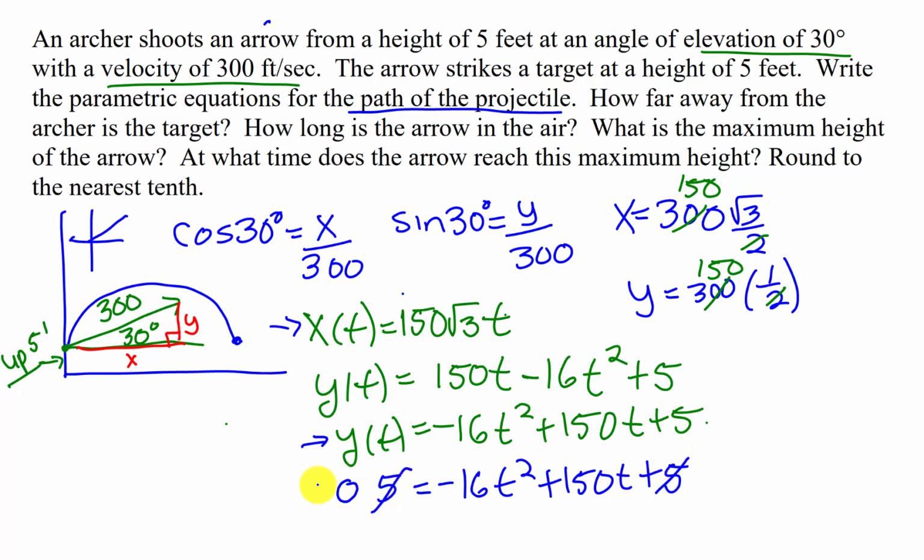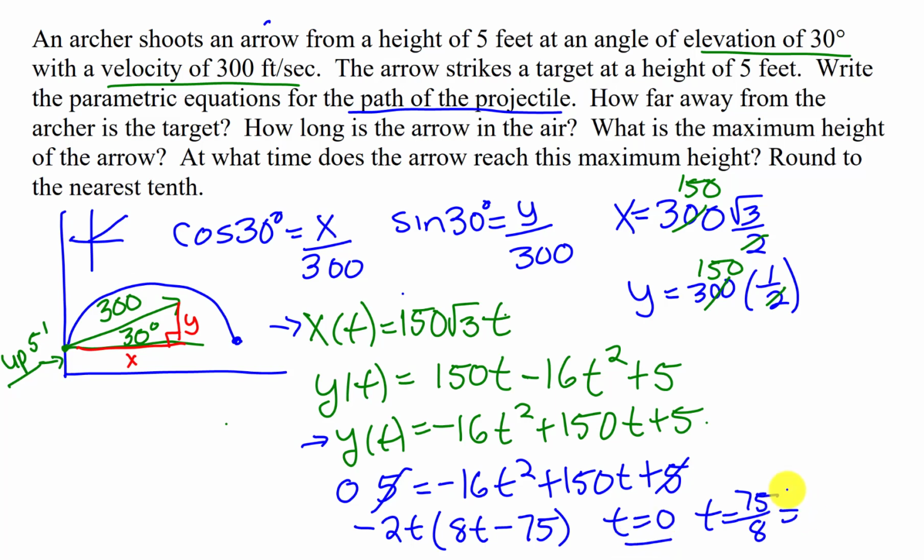Okay, so those will cancel, leaving 0. And then I'm going to factor out a negative 2t. That will leave 8t minus 75. So I have t equals 0 and I have t equals 75 eighths. Keep in mind this is a parabolic path, and so there are 2 times it was up 5 feet: one at time 0, and the next at 75 eighths, which as a decimal is 9.375. That's 9.375 seconds before it hits the target.